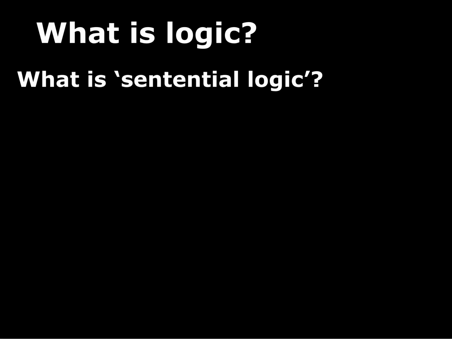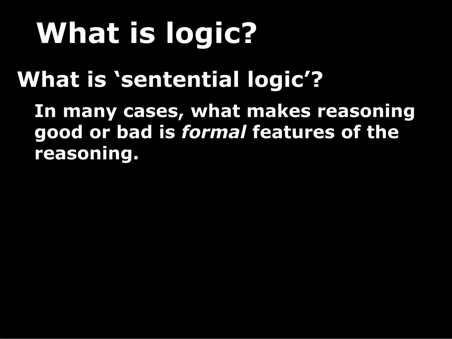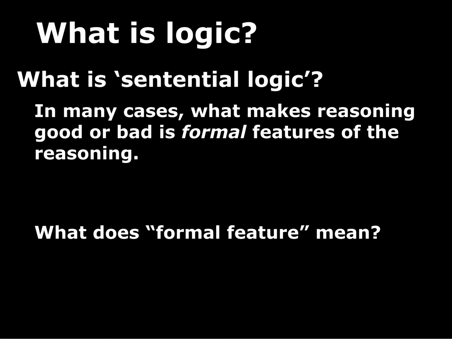The textbook is Basic Sentential Logic, Informal Fallacies and Cognitive Biases. So there's 3 components to the title of the textbook. The first component is sentential logic. What does that mean? Well, in a lot of cases, not all cases, but in many cases, what makes reasoning good or bad has to do with the formal features of the reasoning. Okay, don't worry, I'll get back to sentential logic in a minute. So what do I mean by formal feature of reasoning? Well, I'm going to start with an analogy.